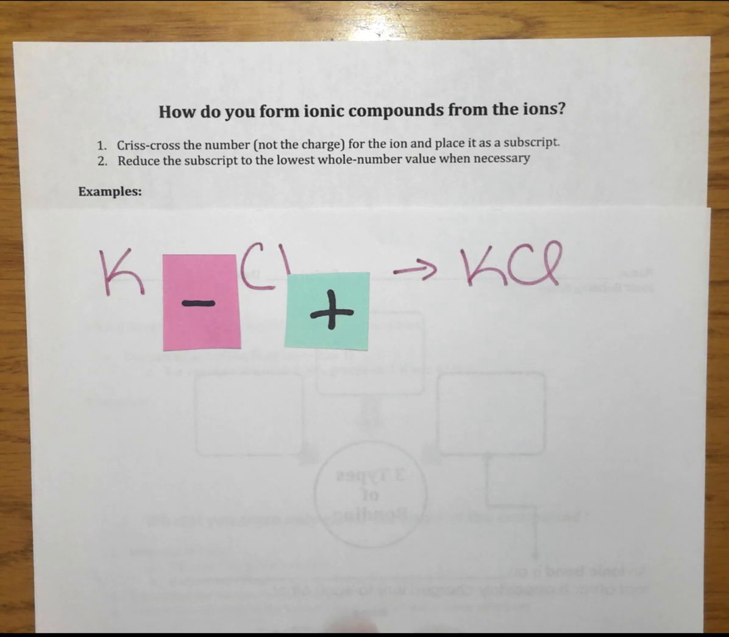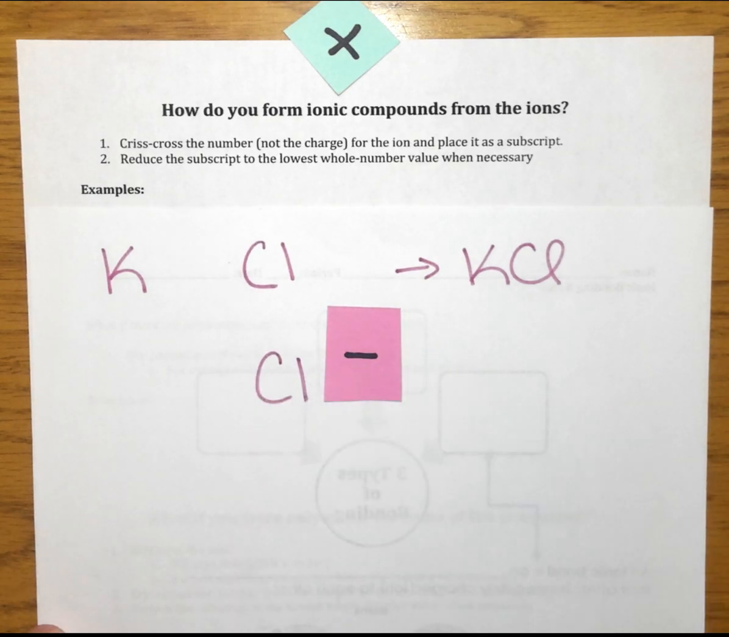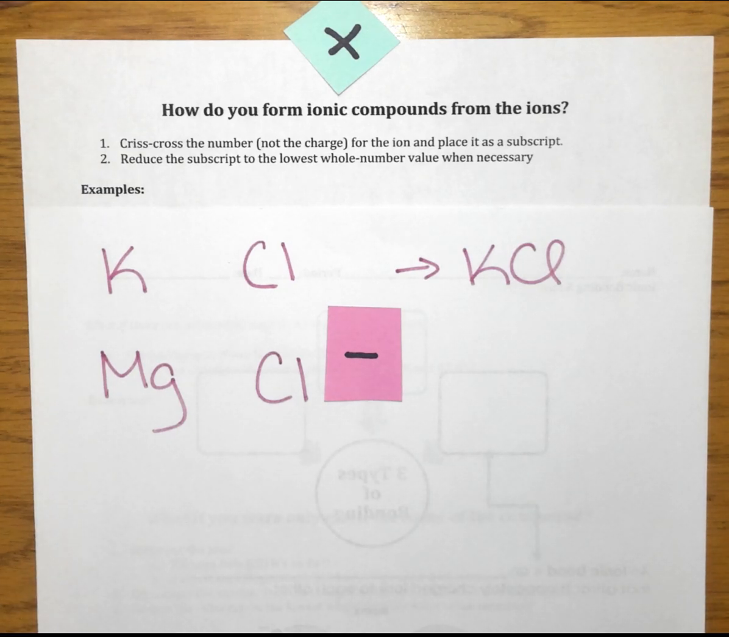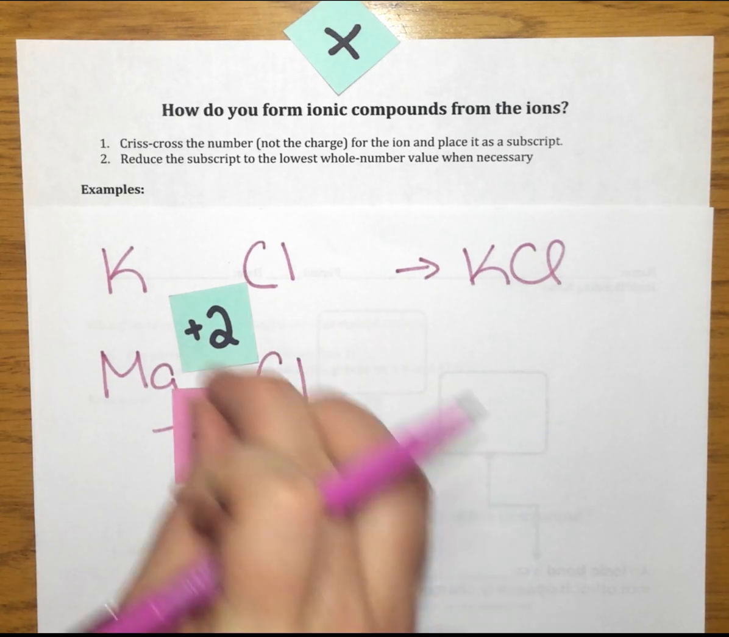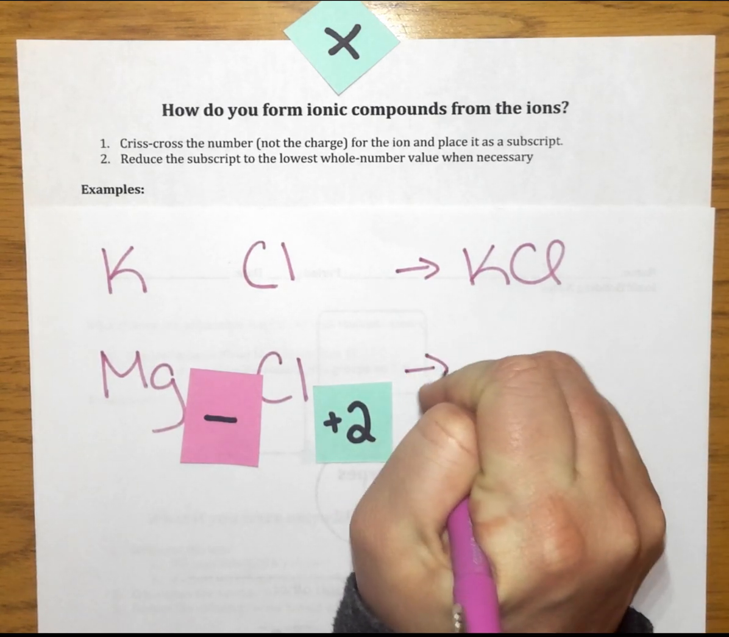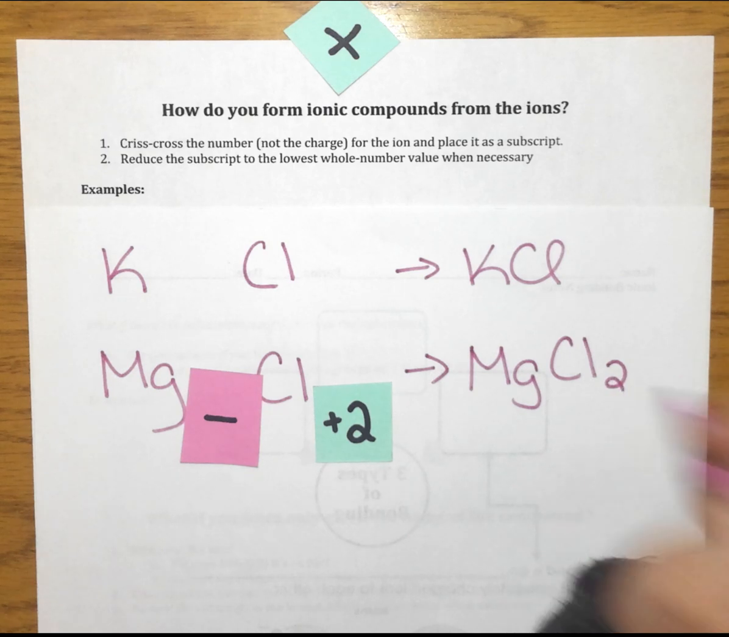But what if that's not what we were working with? Let's say we were doing Cl again, but maybe we were working with magnesium. Now, magnesium makes a +2 ion. So, same kind of method. I'm going to cross my negatives down. I'm going to cross my positives down. Okay. And we're not crossing the charge. We're just crossing the number. So, when magnesium and chlorine come together, they're going to give us MgCl2. Now, once again, we do not have to write the 1. It is implied.